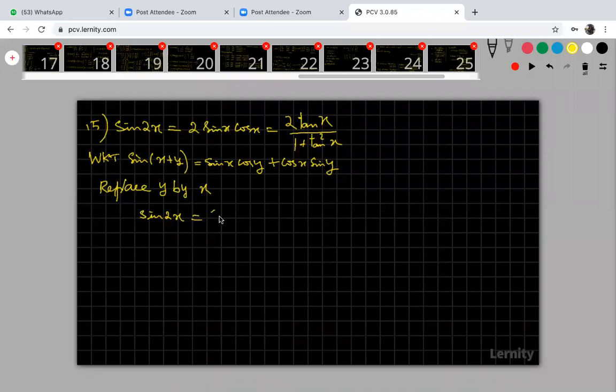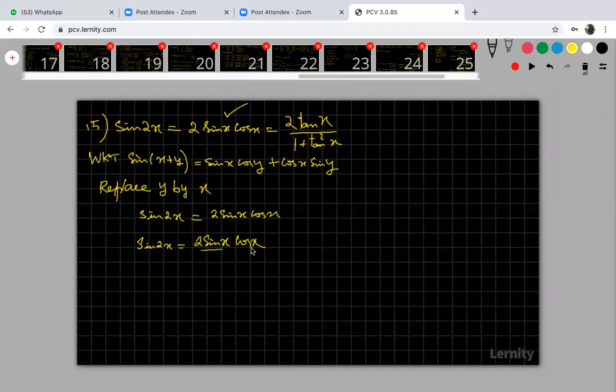So therefore, 2 times sin x cos x. Here sin x cos x, your y is x, here cos x sin x, here also sin x cos x. I am getting 2 times sin x cos x. This is proved. That means your sin of 2x can be written as 2 sin x cos x.